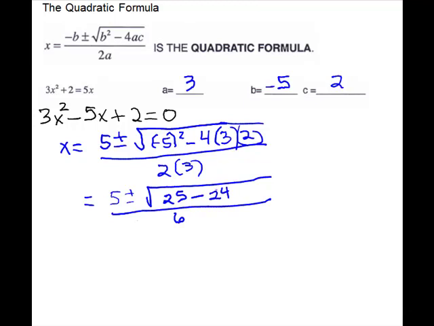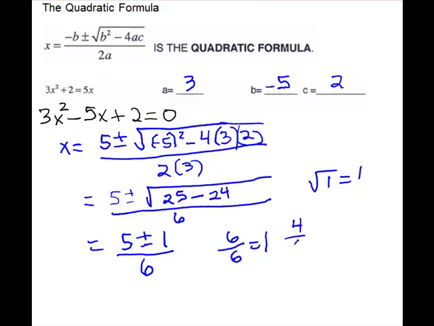This will give us square root of 1, which is 1. So I'm going to go ahead and just do that. So I have 5 plus or minus 1 over 6. We can clean this up. So break it apart. 5 plus 1 is 6 over 6 equals 1. And 5 minus 1 is 4 over 6, which will reduce by a common factor of 2. 2 will go into 4 2 times. 2 will go into 6 3 times. So I have two solutions, 2/3 and 1.